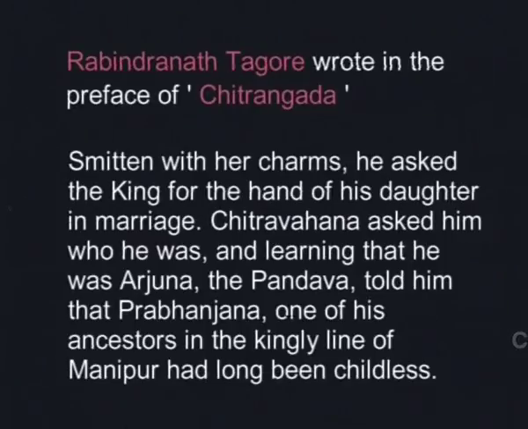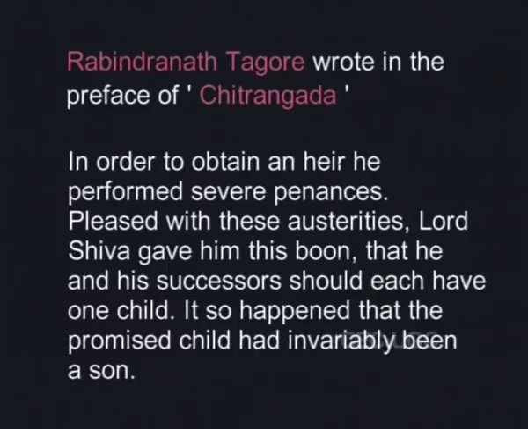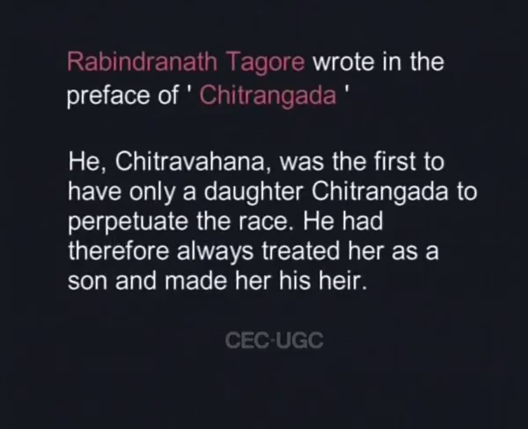Chitravahana asked him who he was, and learning that he was Arjun, the Pandava, told him that Prabhanjan, one of his ancestors in the kingly line of Manipur, had long been childless. In order to obtain an heir, he performed severe penances. Pleased with these austerities, Lord Shiva gave him this boon, that he and his successors should each have one child, and it so happened that the promised child had invariably been a son. He, Chitravahana, was the first to have only a daughter, Chitrangada, to perpetuate the race.